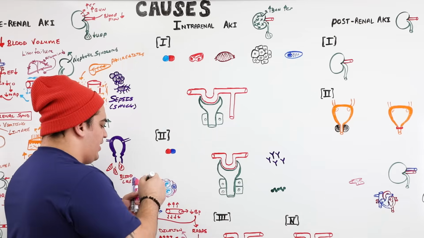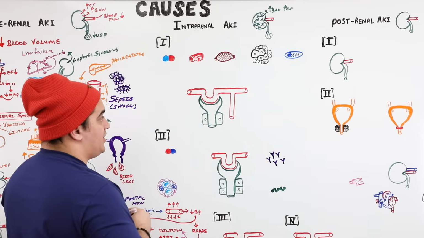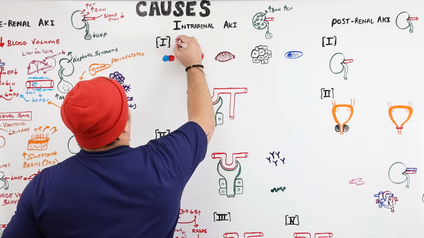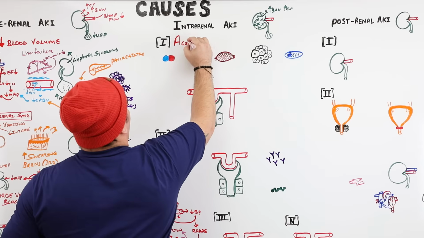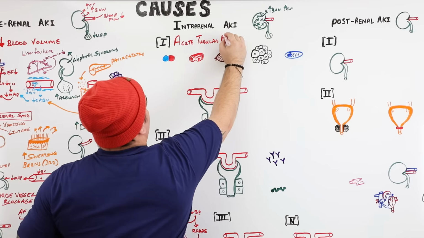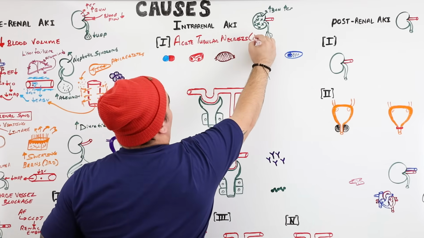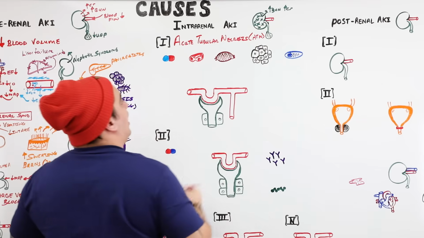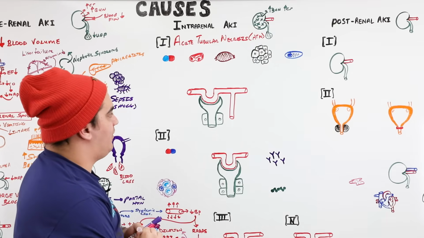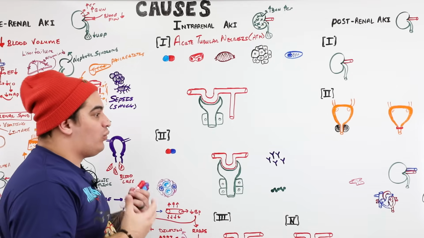What are the particular things that I want you guys to remember? By far, the most common cause of intrarenal AKI is what's called acute tubular necrosis, often referred to as ATN, okay, ATN. Acute tubular necrosis has a couple different causes. One is that it could be due to a significant reduction in blood flow.